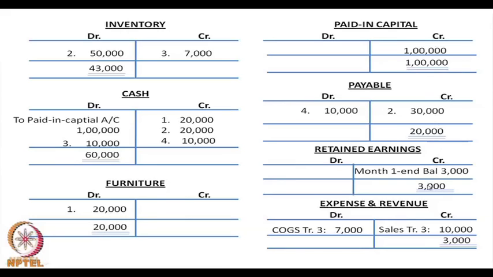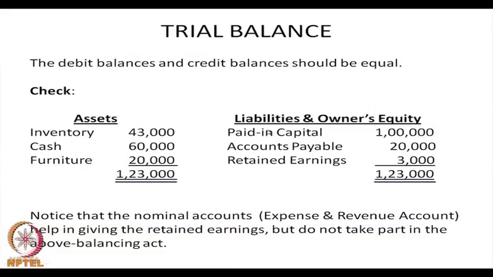of all the liabilities are also totaled and positive. So, this is 1 lakh, this is 20,000, this is 3,000. Basically, this 3,000 comes from the difference between credit side and debit side. Now, from out of these transactions, we write down the trial balance.